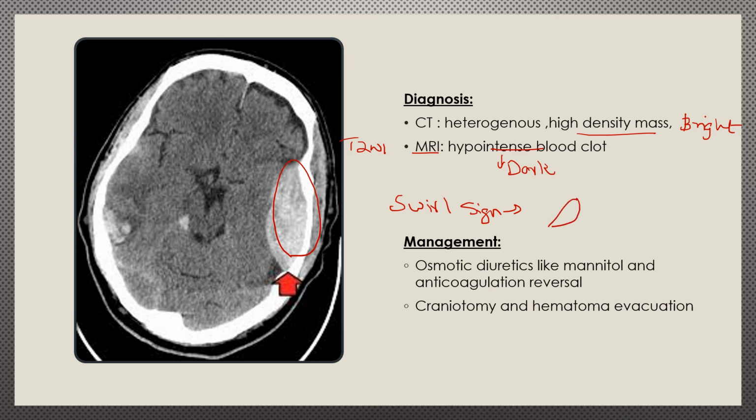For instance, this is the hematoma, and this inside is the area of low attenuation or low density, which is darker in color as compared to the rest of the hematoma. Coming on to the management, we use osmotic diuretics like mannitol to decrease the intracranial pressure, and we also go for anticoagulation reversal. But if this does not resolve the problem, craniotomy and hematoma evacuation is eventually needed.